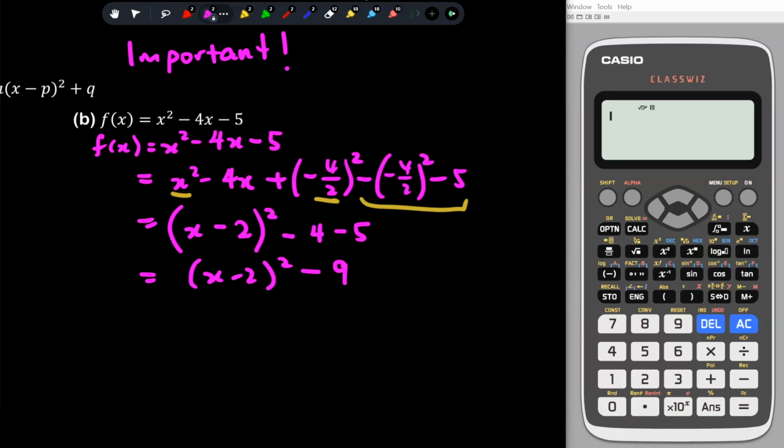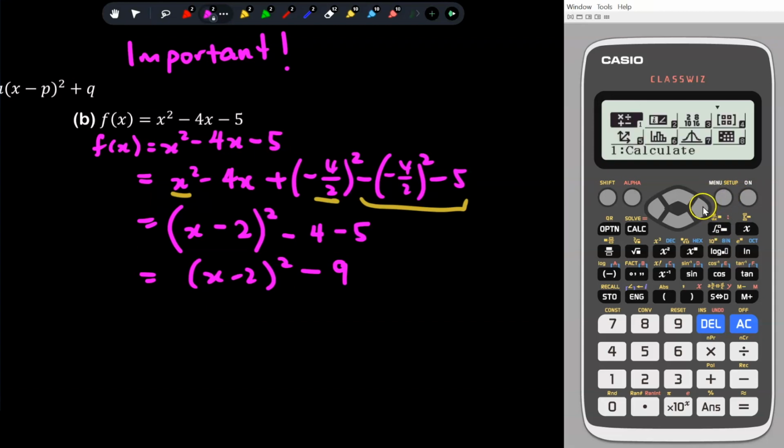So this is already in vertex form, but we want to make sure our answer is 100% correct. So we're going to use the Casio calculator to double check our answer. Press menu, then press right until we can see the equation, which is A. Go to alpha, then the negative button, and then we press polynomial, which is 2, and the degree is 2. Now we key in our A, B, and C. Our A is 1, equals, then negative 4, equals, then negative 5, equals. Then press equals. So the roots are 5 and negative 1, but it doesn't affect your vertex form.